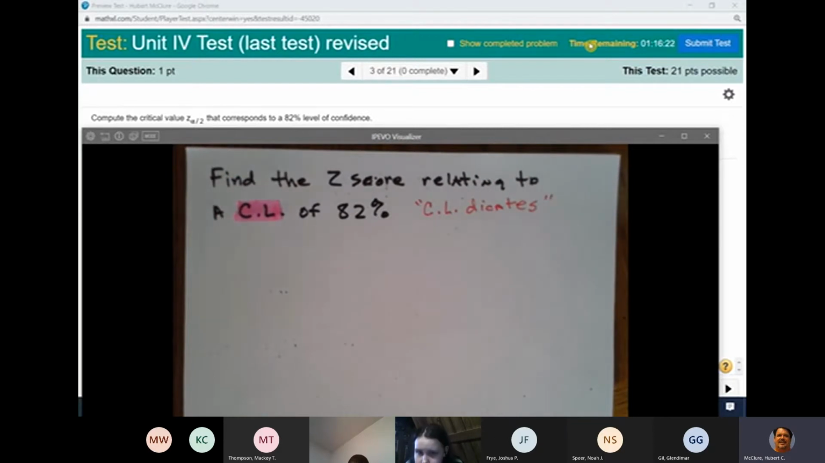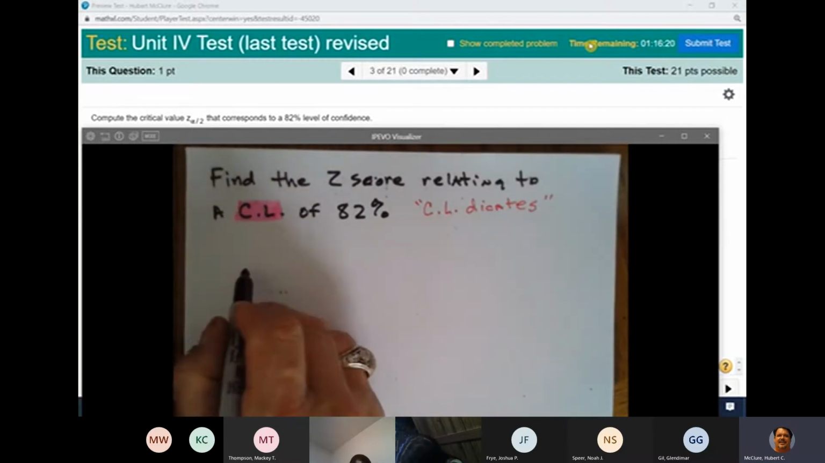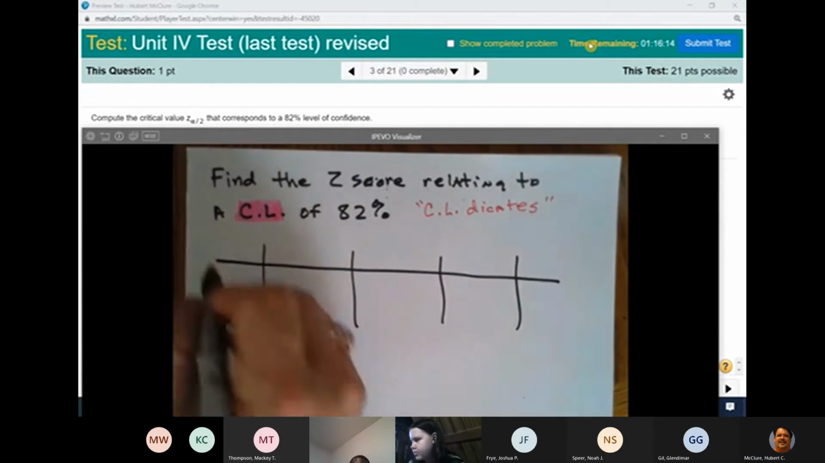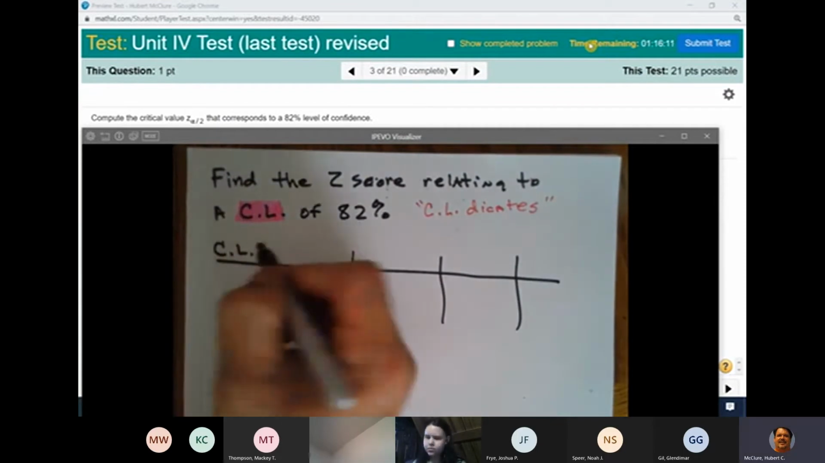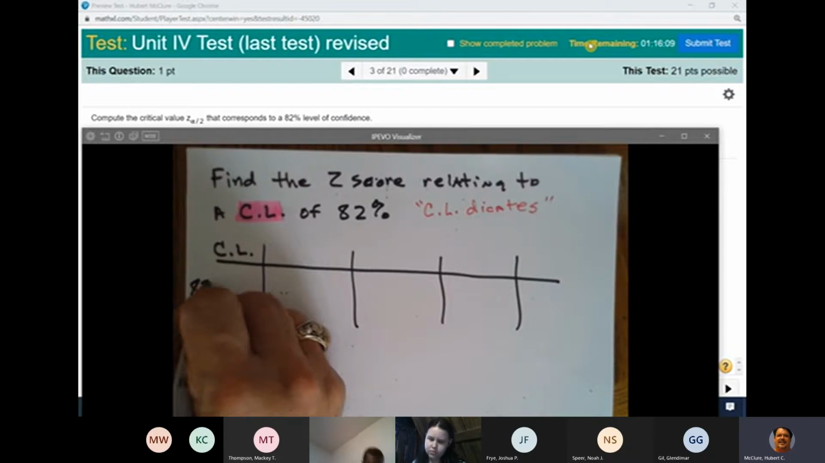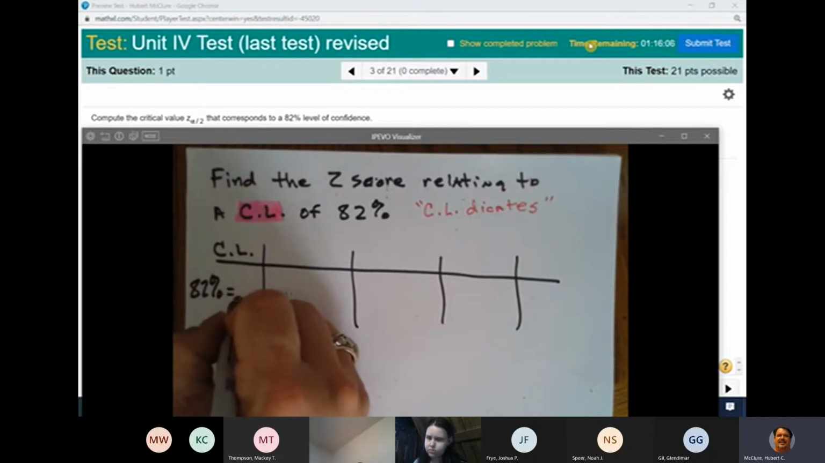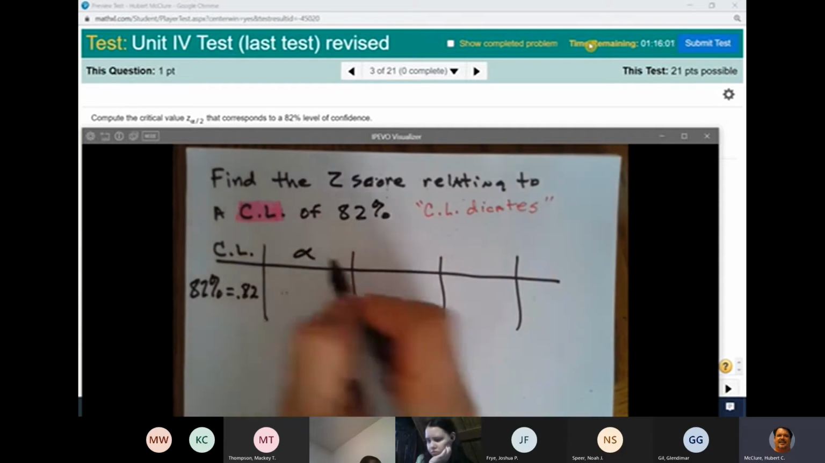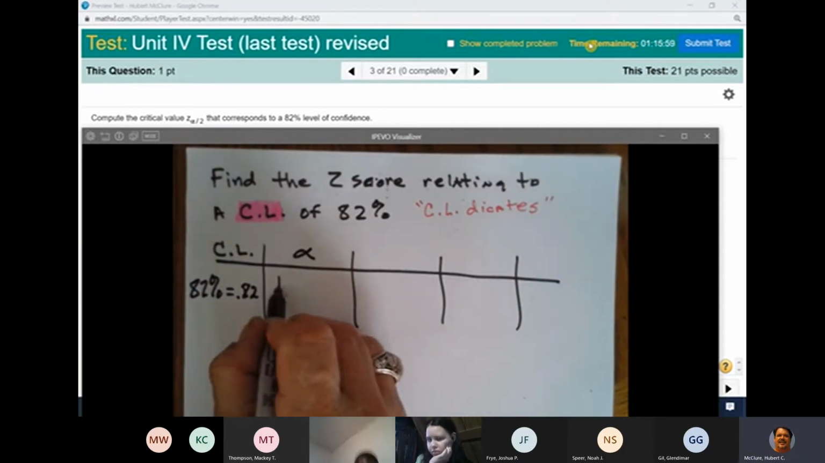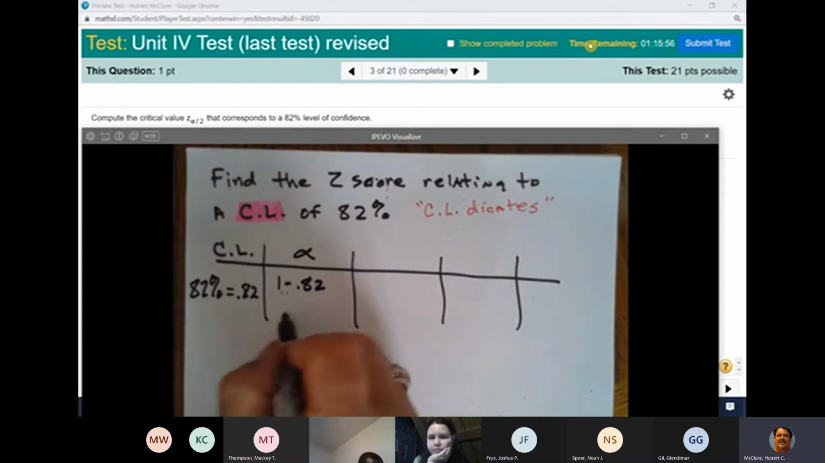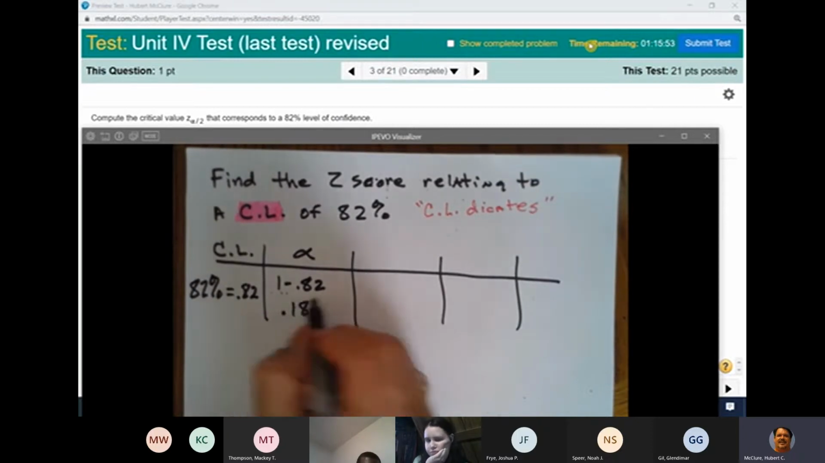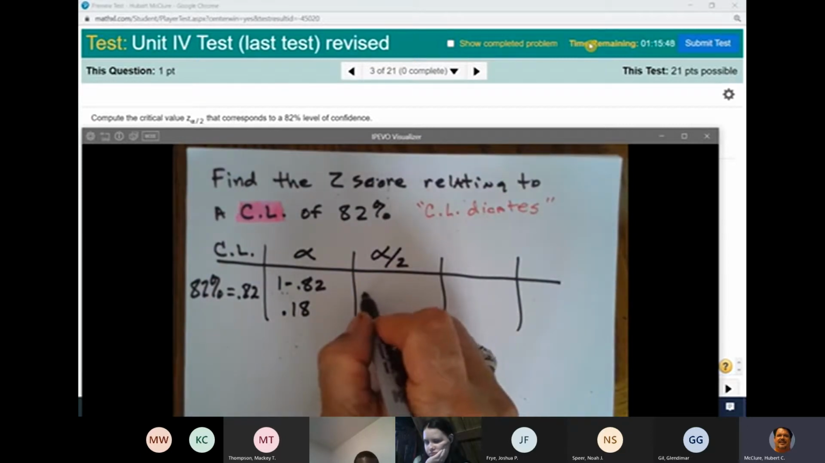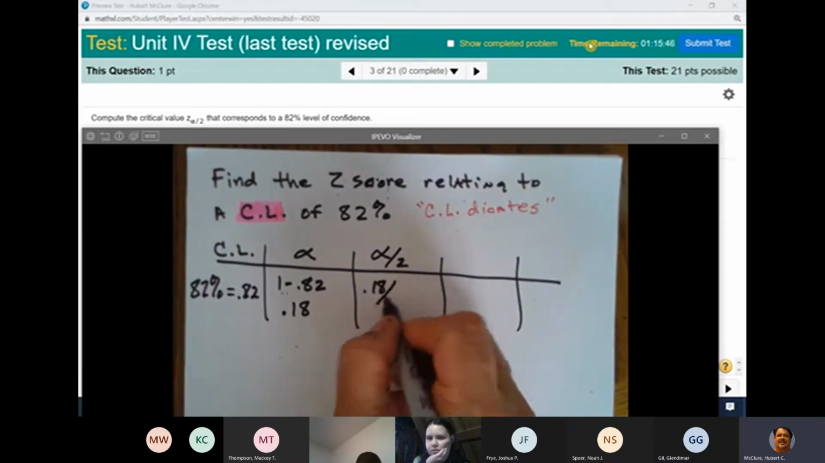So what is confidence level? I'm going to do just like your index card. Confidence level is 82%, which is equal to 0.82. Therefore, alpha is equal to 1 minus 0.82, which is 0.18. And alpha over 2, what's half of 0.18? 0.09.